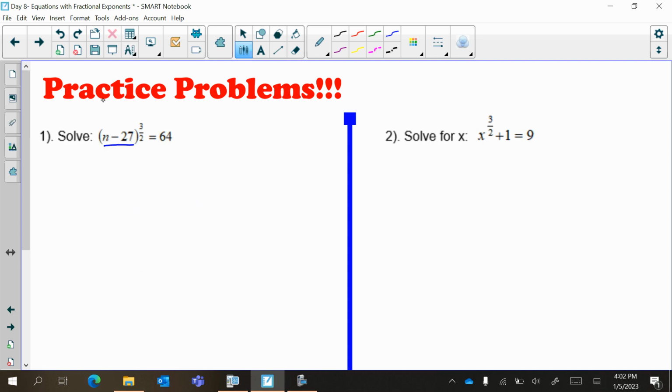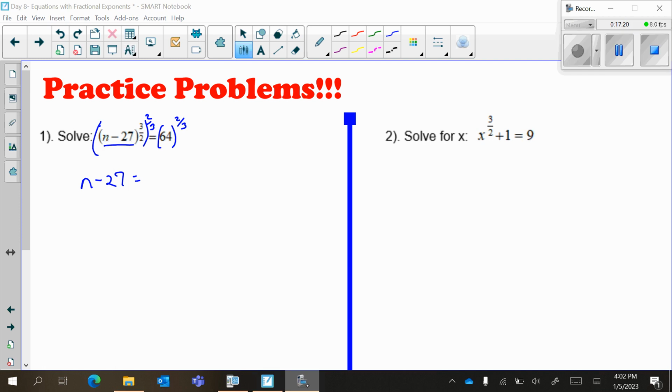Anyway, moving on, raising both sides to the reciprocal power. So if you started with 3/2, you're going to end with 2/3. On the left-hand side, your exponents undo each other, and on the right-hand side, 2 to the power 3 is the root. The cubed root of 64 is 4, and 4 squared is 16.